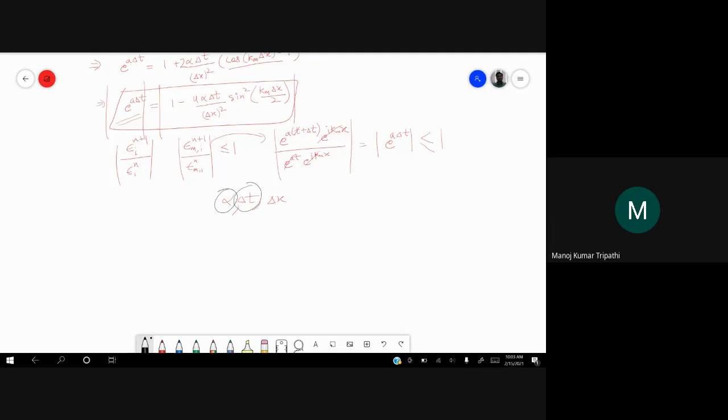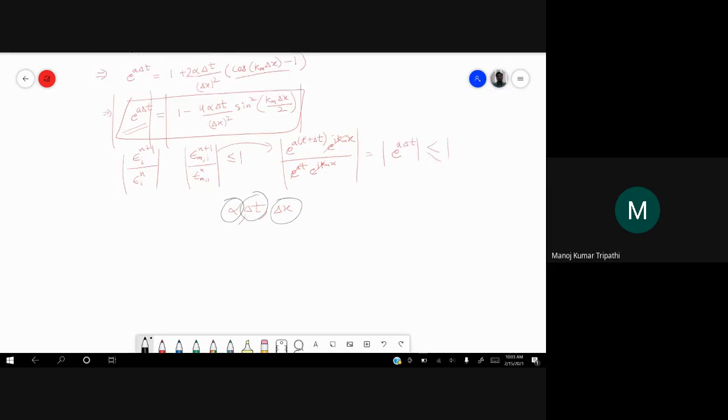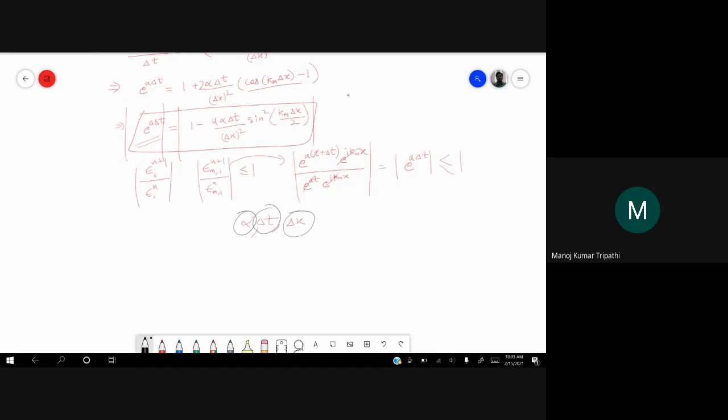time step, and grid size, assuming that delta x is fixed. So we derived till here this e raised to the power delta t came out to be equal to 1 minus 4 alpha delta t by delta x square sine square km delta x by 2, where km is the wave number for the mth mode of the Fourier series. So mth component of the Fourier series, and we are doing it only for one m. So we derived this expression.